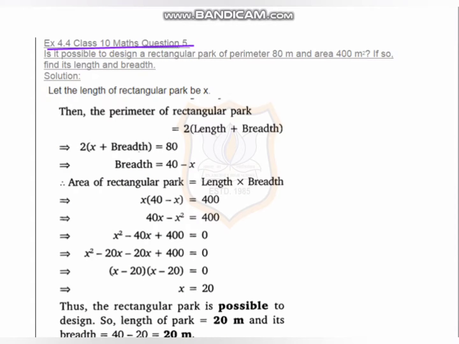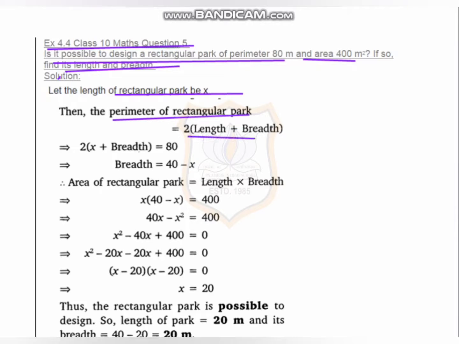Question number 5. Is it possible to design a rectangular park with perimeter 80 and area 400 meter square? So find the length and the breadth. Let's consider the length to be x. So the perimeter of a rectangular park is 2 into L plus B. So 2 into bracket x plus breadth is equal to 80. So this 2 on the other side becomes division. So 80 divided by 2 is equal to 40. So the breadth becomes 40 minus x.